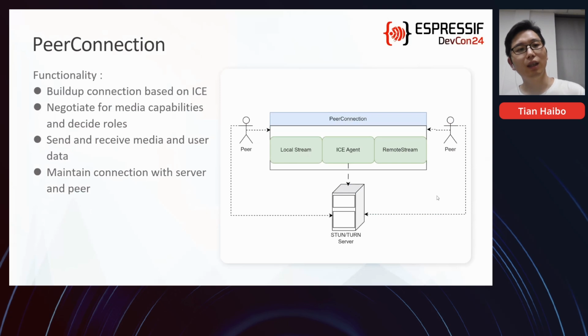Peer connection. Its functions include the following. It is used to build up connections based on ICE. Also, it negotiates media capabilities and decides roles, such as which peer acts as controlling and which one acts as controlled. In user scenarios, we also call them caller and callee.